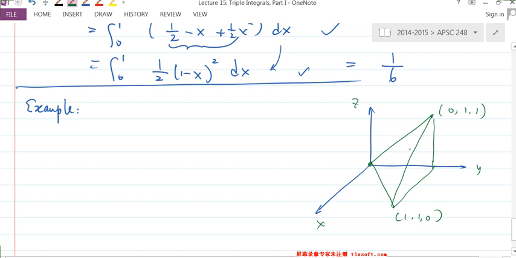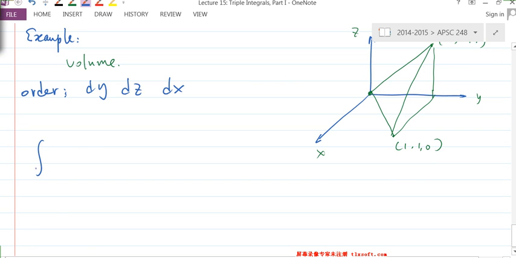Okay, so now what I want you to do is find the volume of this one. The volume of this. But I will designate the order instead of dz, dy, dx. So this time, let's do the order of integral dy, dz, and dx. Okay, this is the order of integral: dy, dz, dx.